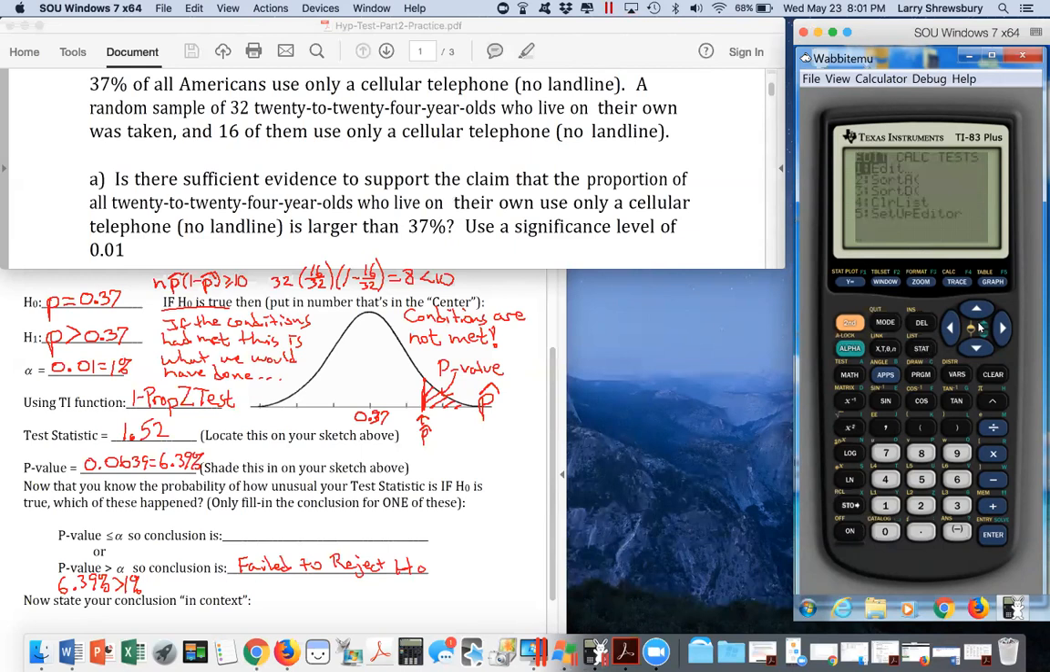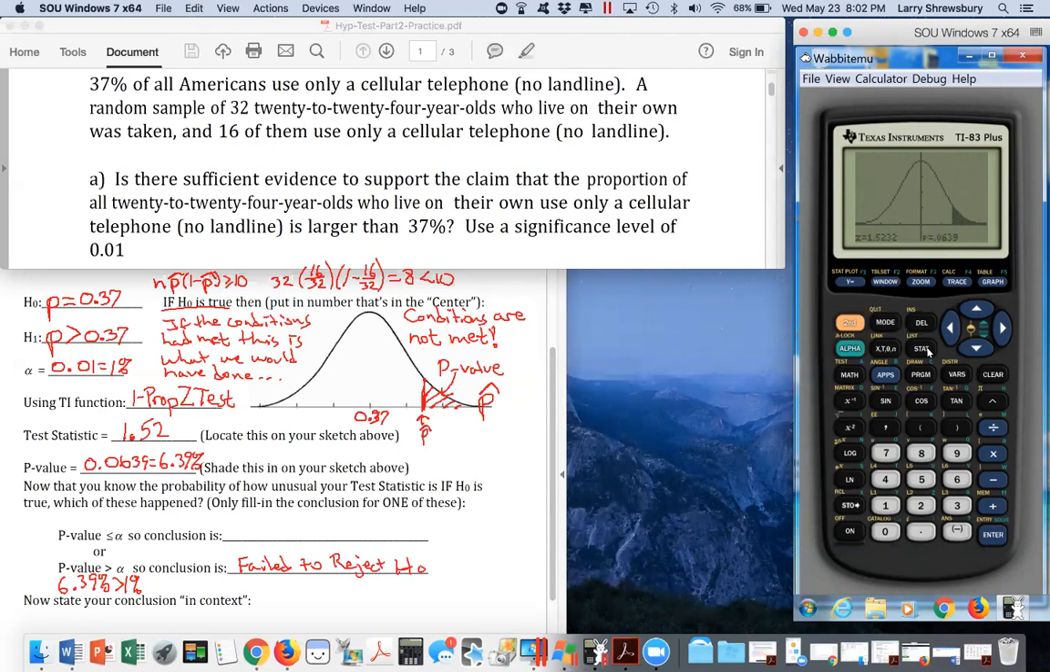Oh, another thing I want to show you. If I go to stat test, and then let's go back into the 1 prop z test that we were just in before. Did you know that if you go down here, instead of highlighting calculate, you highlight draw and hit enter, it is going to draw this very same sketch for you. See, doesn't that look identical? And unfortunately, it uses P for p-value, but that's the area, and there's your test statistic. So this is a nice way to verify you're drawing your sketch correctly.